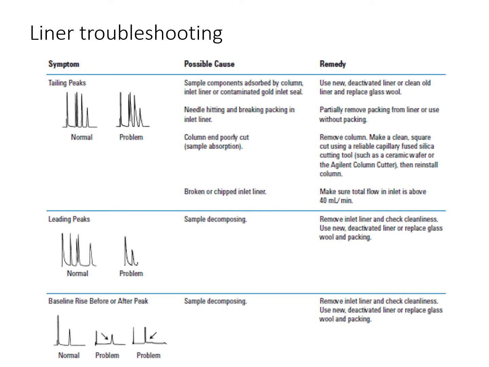So how to troubleshoot the liner? Usually we have a tailing peak, leading peak, or baseline rise before or after the peak. The possible cause can be that the sample is decomposing, or sample components are adsorbed by the column, inlet liner, or contaminated gold inlet seal. Other causes are needle heating and broken packing in the inlet liner, column and poor cut sample adsorption, and a broken or chipped inlet liner. The remedy is here.